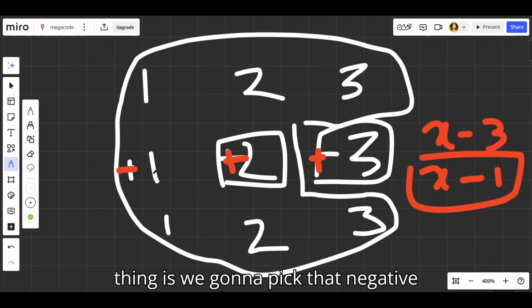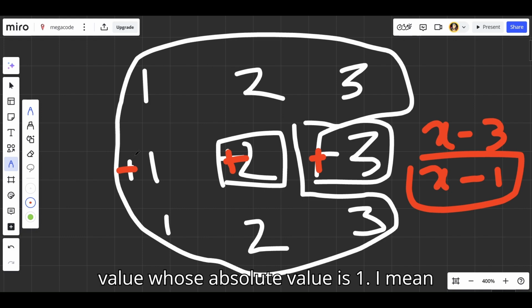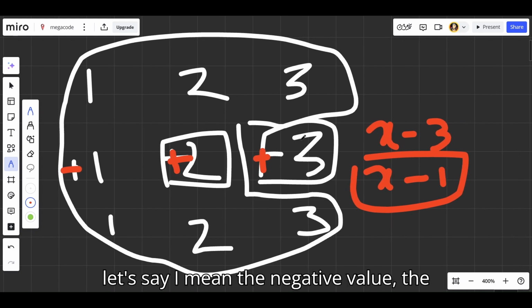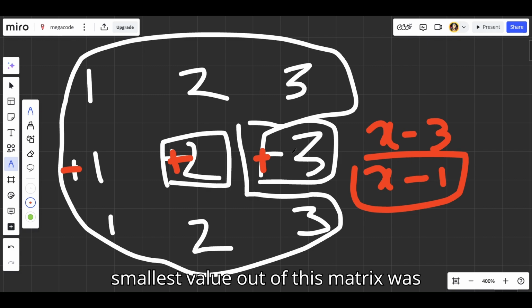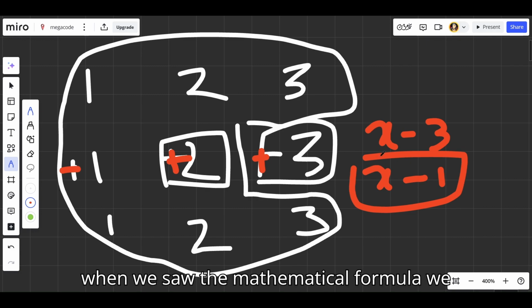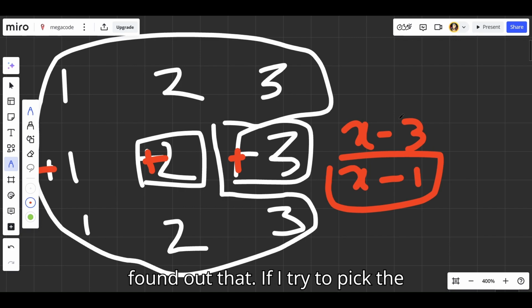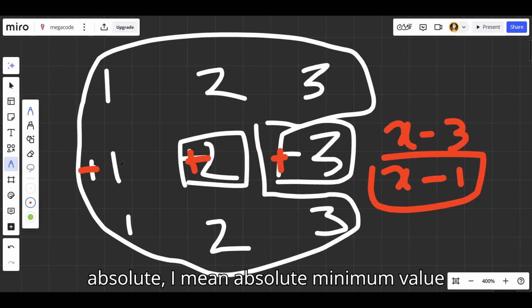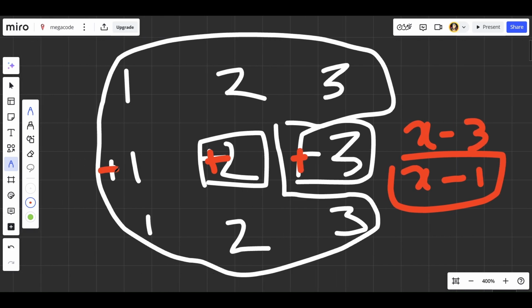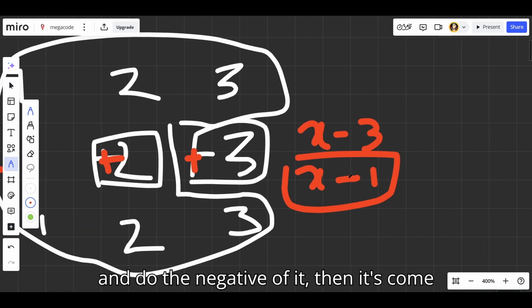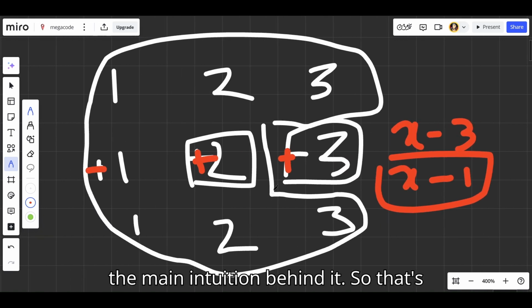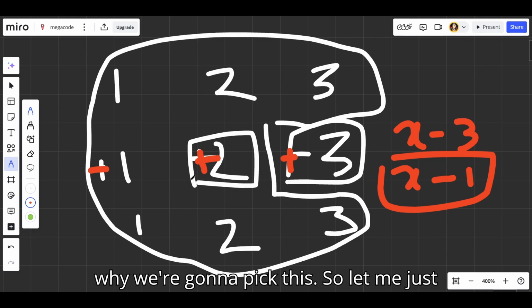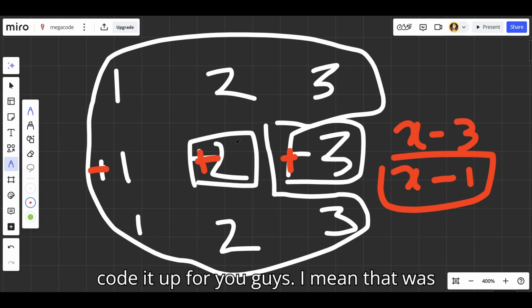So why this number? The thing is, we're going to pick the negative value whose absolute value is the smallest. Let's say the smallest value out of this matrix was minus 3. That was a greedy approach. But when we saw the mathematical formula, we found out that if I pick the absolute minimum value and make it negative, then it comes out to be the greater value. That's the main intuition behind it. So that's why we're going to pick this. So let me code it up for you guys. That was all of it.